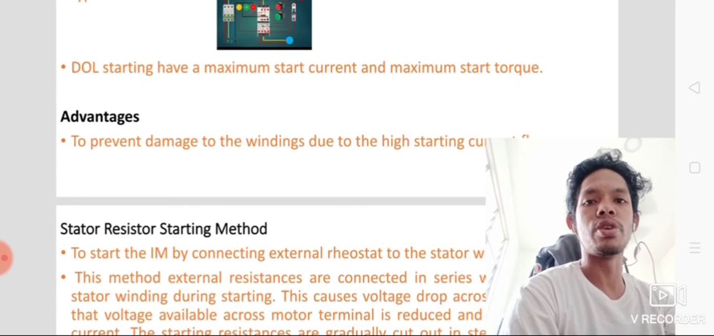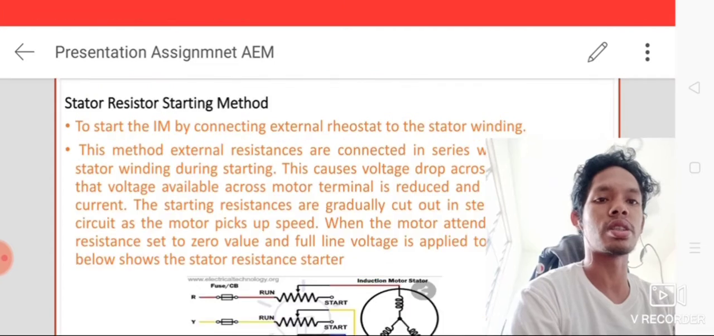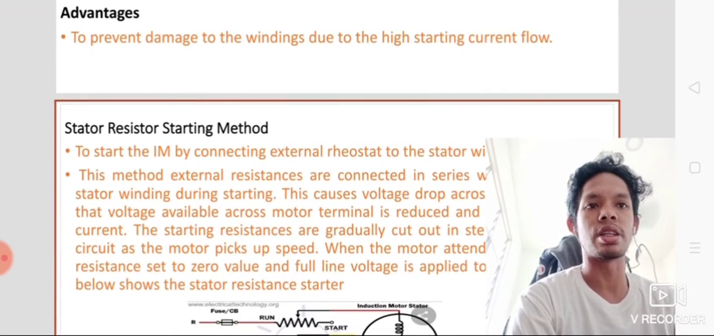The advantage of the DOL is to prevent damage to the winding due to the high starting current flow.